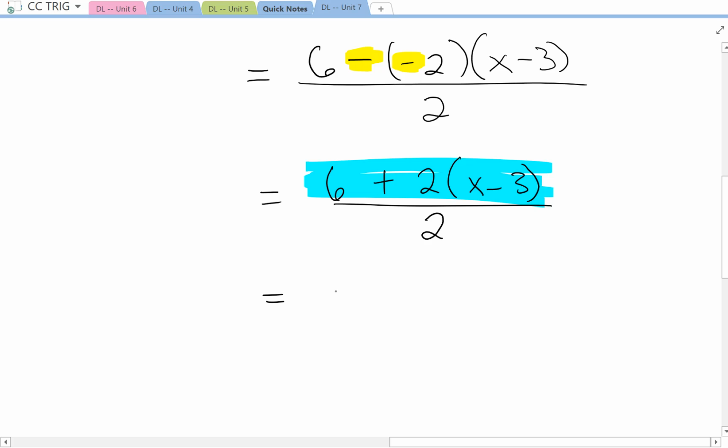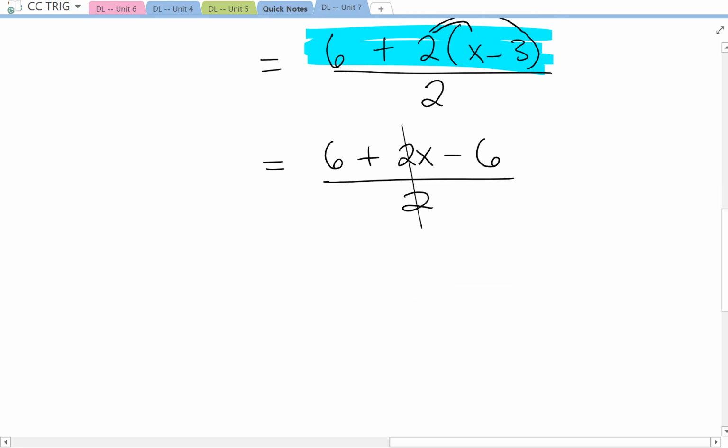6 plus 2x, we're going to distribute this so that we can combine like terms. Negative 6 all over 2. Still can't cross things off yet. Still can't cross off the 2's, but you do have a 6 and a negative 6 in the numerator. That makes 0. So now there are no plus signs. Everything is a product or a quotient in here. And 2 over 2 is 1, so you're left with x.